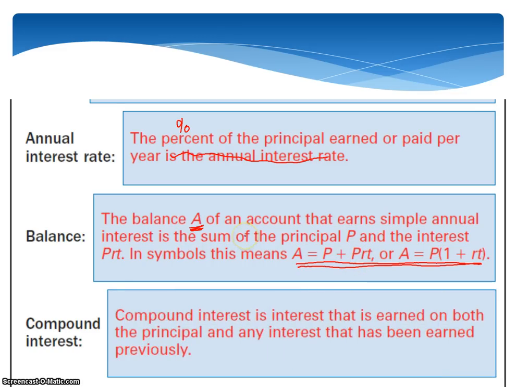Compound interest is interest that is earned on both the principal and any interest that has been earned previously. So you're basically making more money off of the interest that you've already earned.